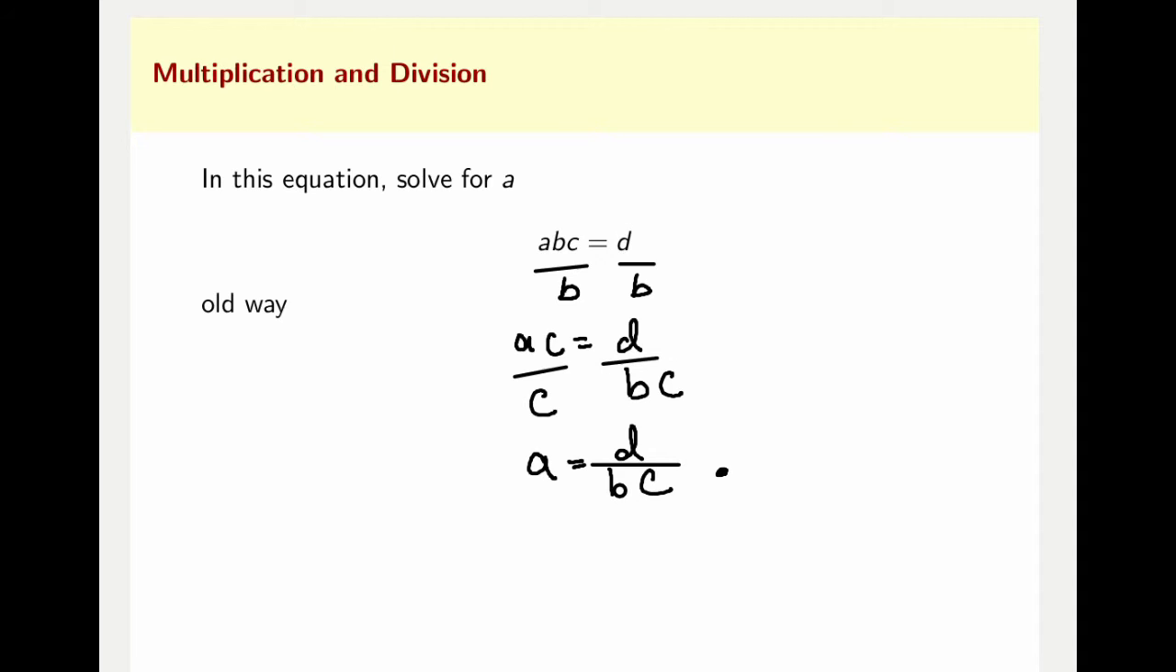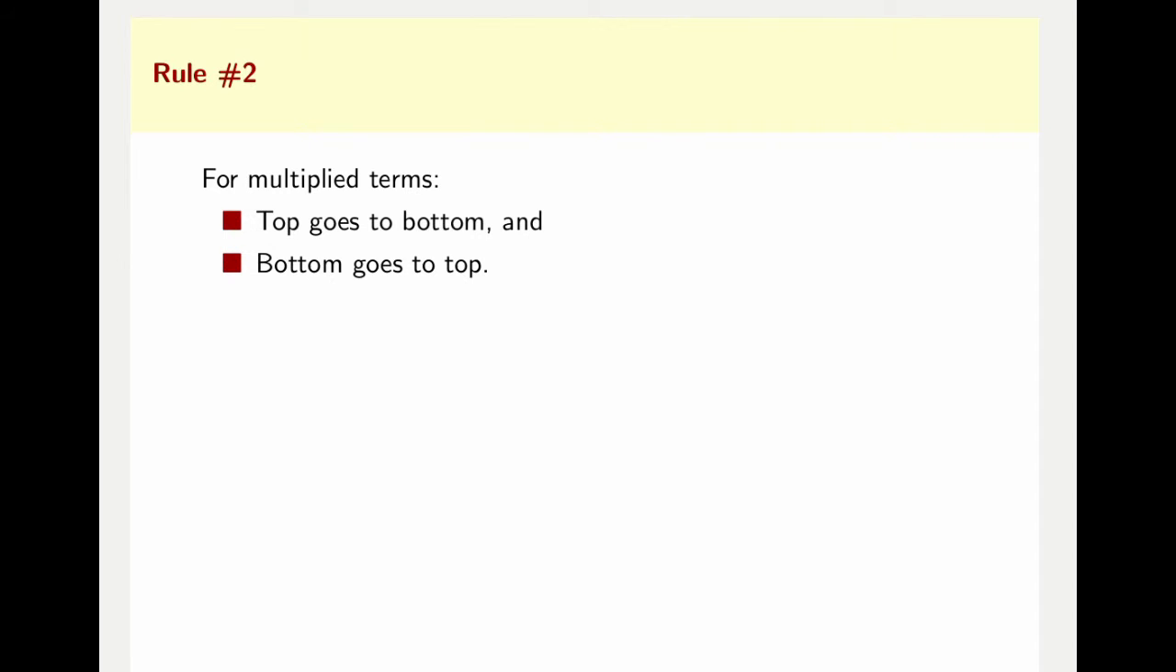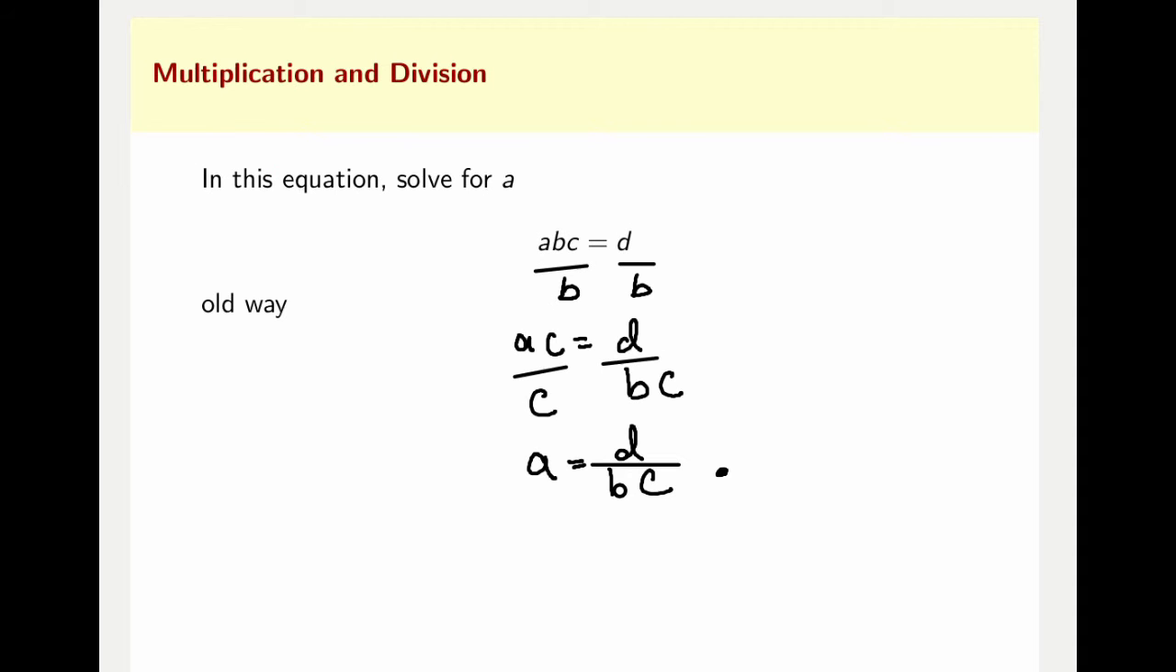So now we come up to my rule number 2, and that is, for multiplied terms, as you cross the equal sign, top goes to bottom and bottom goes to top. Alright, let's go back and look at that. So the b and the c were in the numerator of the fraction, and it goes across the equal sign and becomes the denominator of the fraction. So b and c went from top to bottom. So I'm left with d over b times c.